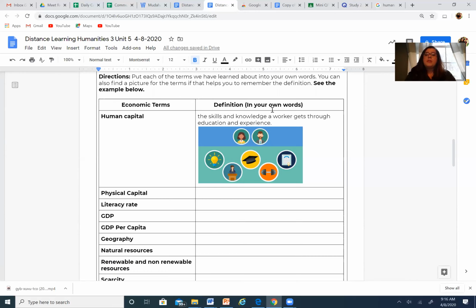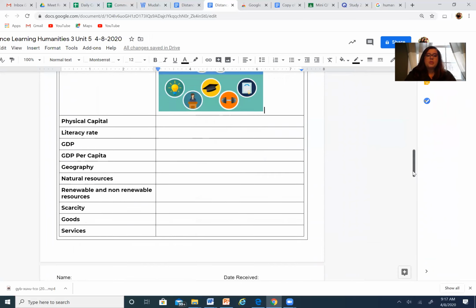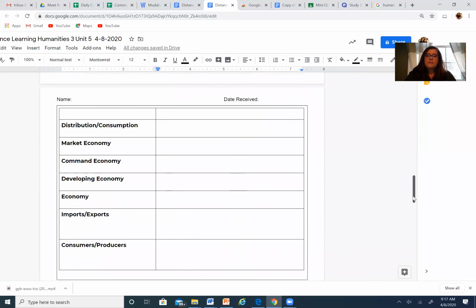And then if it's helpful, like what I did with human capital, I wrote the definition: the skills and knowledge that a worker gets through education and experience. Then I put a picture in here that would help me remember what that means, right? So I have my workers here, and these are some of the ideas, their proof of their education, because they have their diploma and their cap, and other things that contribute to what they know and understand. You're going to do the same thing for the terms that are listed on your page below, okay? And it does go to the next page, just know that.